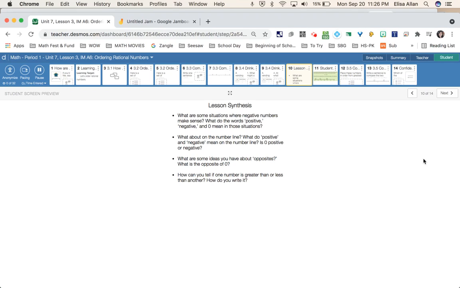Done. And how can you tell if one number is greater than or less than another? And how would you write that? Right? So again, just this idea of using those greater than symbols or less than symbols. Right? And also being able to tell the greater and less by how far it is to the left or to the right on our number line.